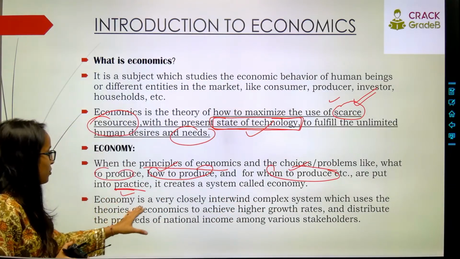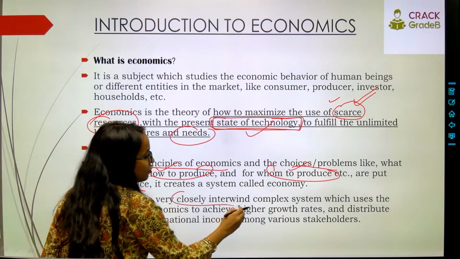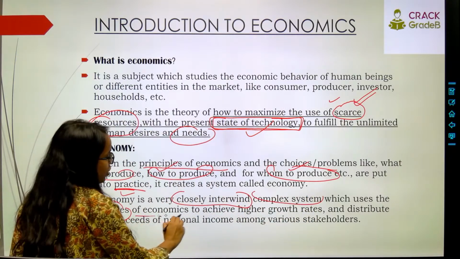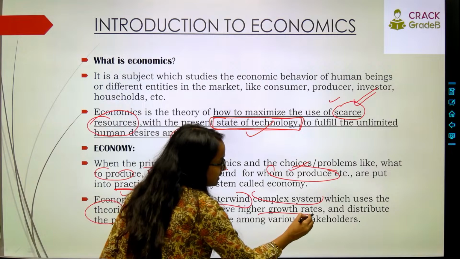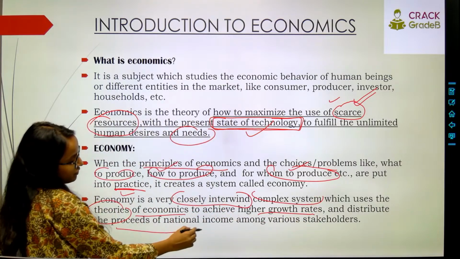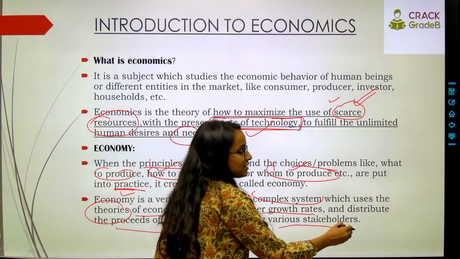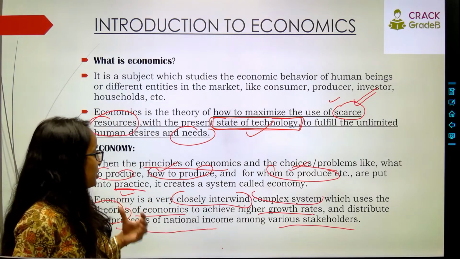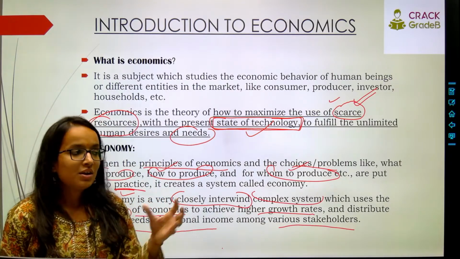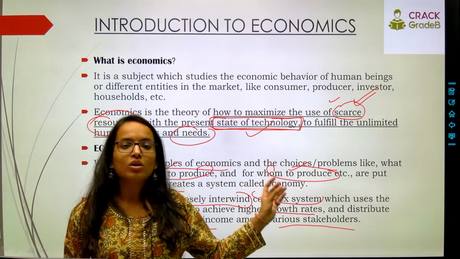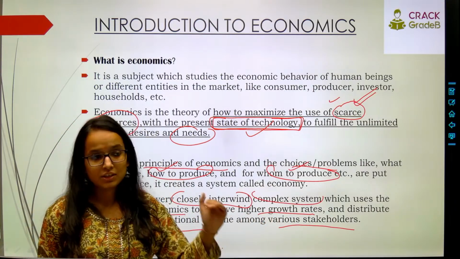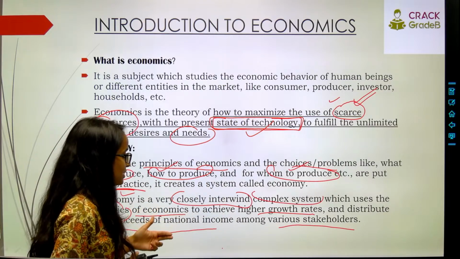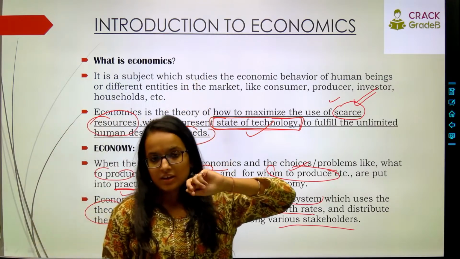Okay, so economy is a very closely intertwined complex system which uses the theories of economics to achieve higher growth rates and then distribute the proceeds of national income among various stakeholders. Now, why do we have economy? Because economy is the system which puts into use all these theories, all these concepts. What are the motives behind this? The motive is simple: higher economic growth rate, higher GDP.